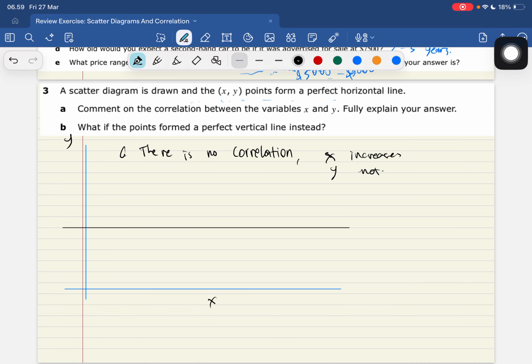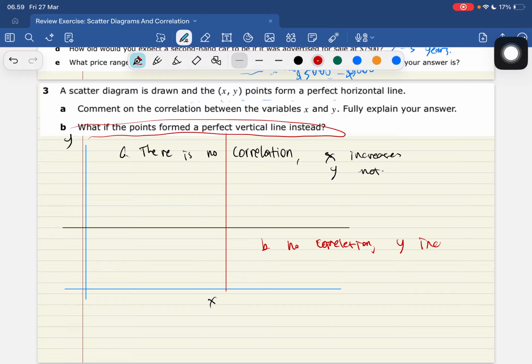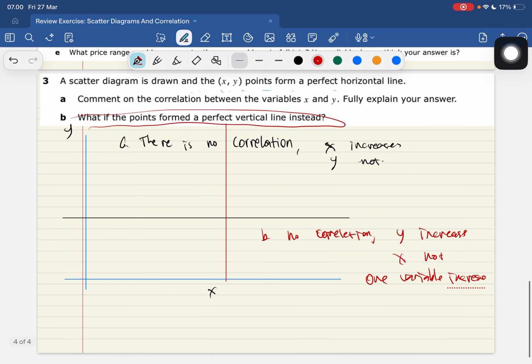This is for A. B: what if the points form a vertical line instead? A vertical line is going to be like this. This is still the same thing: no correlation, as only Y increases and X does not. So only one variable increases. Okay, there it is. Thank you.